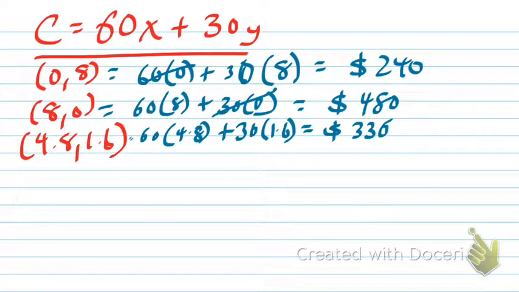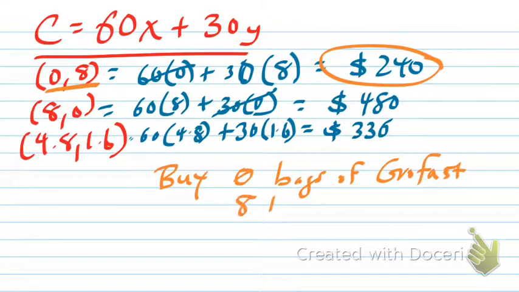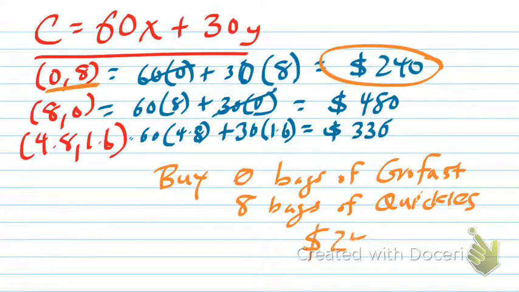So right away you can tell that the smallest of these numbers would be this guy right here. So you should buy, let's see, looking at this quantity, 0 bags of X, which we call Grow Fast in our context here, and 8 bags of Quickies, cute name. How much will that cost? A mere $240. That'll give us just enough fertilizer for our field, so that's going to be the minimum value. Hope this helps.